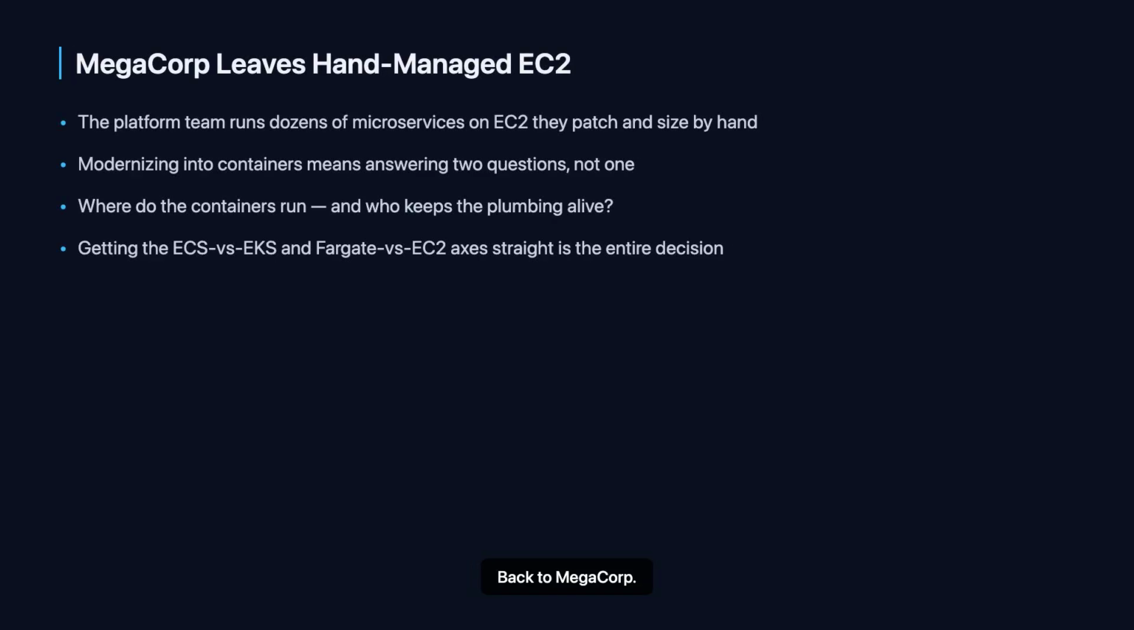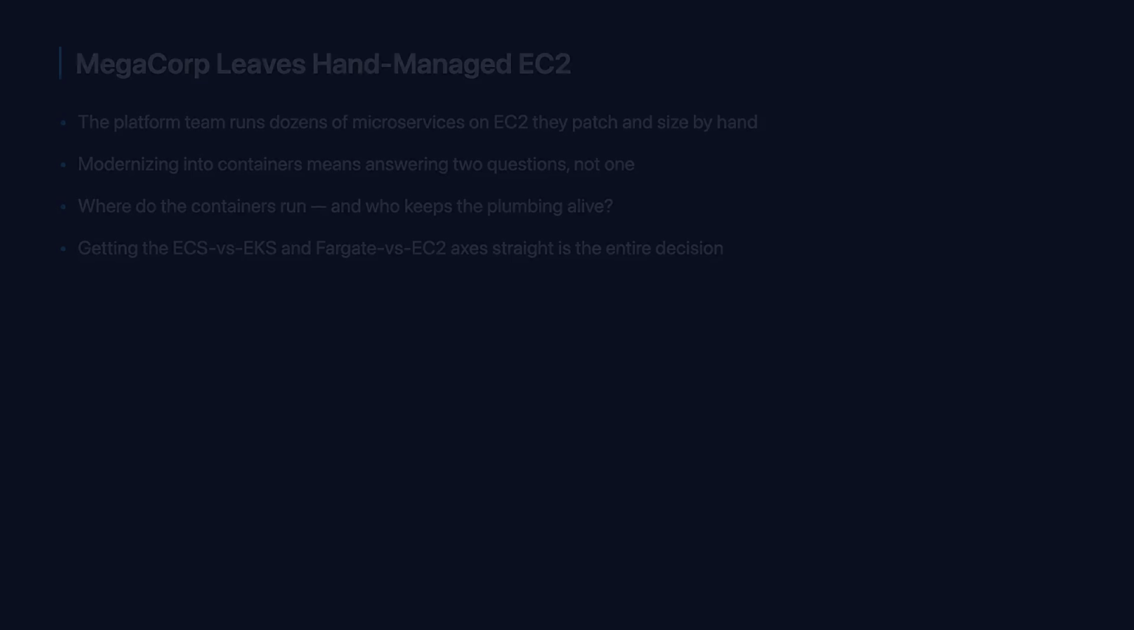Back to MegaCorp. Their platform team runs dozens of microservices on EC2 instances they patch and size by hand, and they're tired of it. Modernizing into containers means answering those two questions we just set up. Where do the containers actually run? And who keeps the plumbing alive when something fails? That's it. Get the ECS versus EKS axis right. Get the Fargate versus EC2 axis right, and the entire migration decision falls into place.